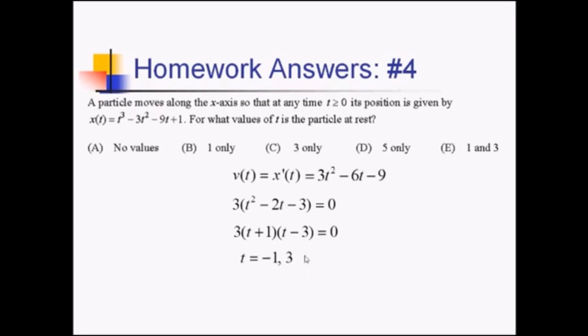But now they said times greater than or equal to 0. This function doesn't exist before 0, so we can throw out this answer of negative 1, and it's really just 3 that we care about because we just want positive or 0 t values. So that's going to be answer choice C, 3 only.